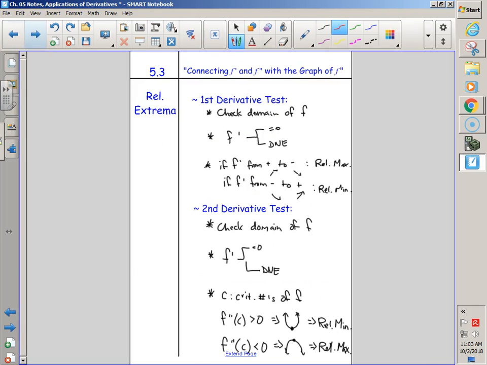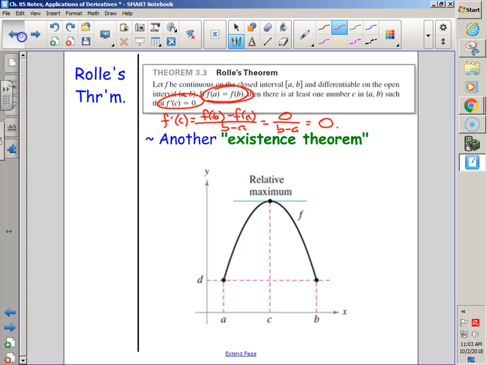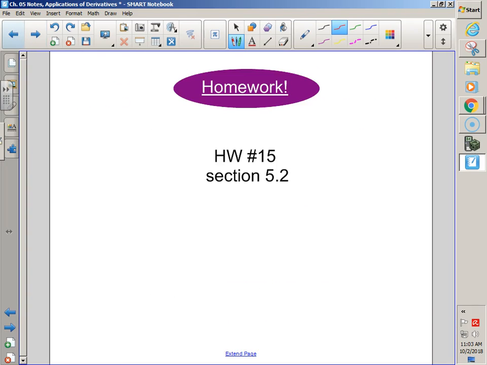With that, sorry. Section 5.3 is saying, let's talk about graphs of f, f prime, f double prime. Let's talk about graphs and all the different ways we can analyze. So there's a lot in there, so let's go ahead and go over homework, okay?